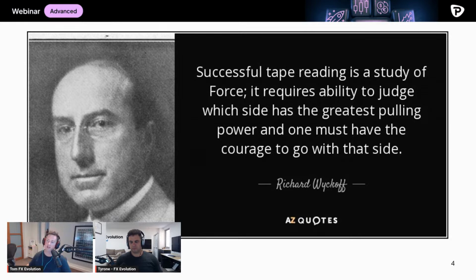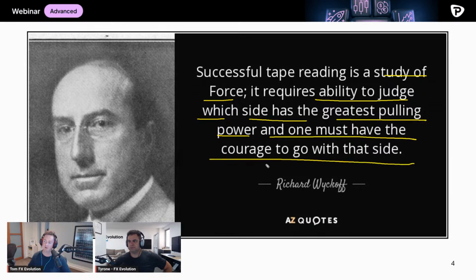But Wyckoff said successful tape reading is the study of force. It requires the ability to judge which side has the greatest pulling power, and one must have the courage to go with that side. And this is a great quote because what it tells us is that we need to think outside the box. We need to be effectively a pig, as I like to call it. Druckenmiller calls it being a pig. How can we see bigger players such as algorithms in the market, which we know there's plenty of them, building a position?